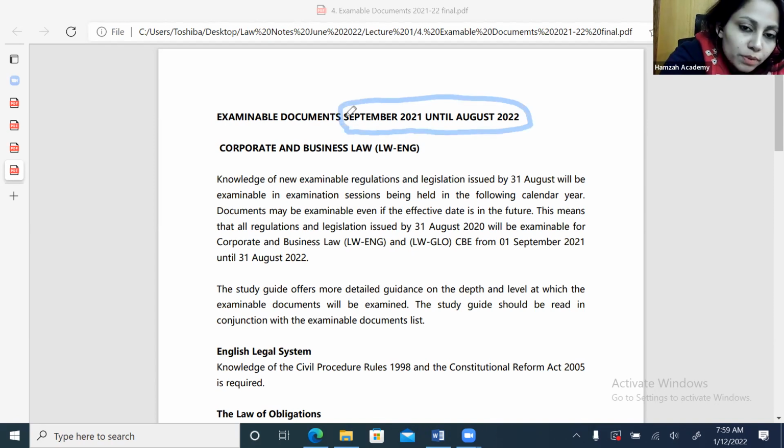Examinable documents which are effective for September 2021 to August 2022. Corporate and Business Law, English variant: knowledge of the new examinable regulation and legislation issued by 30 August will be examinable in the examination session being held in the following calendar year. A document may be examinable even if the effective date is in the future.